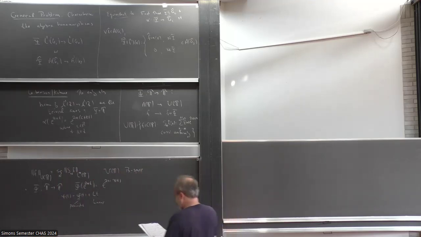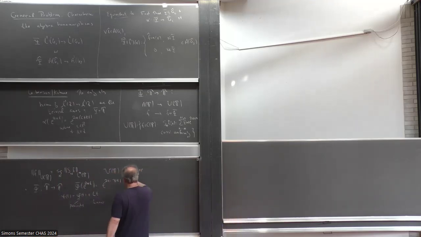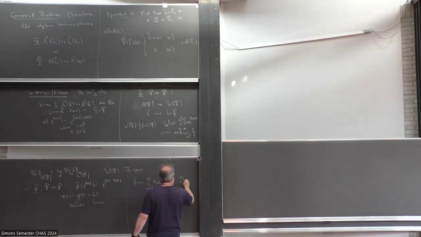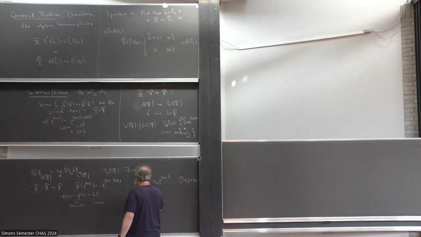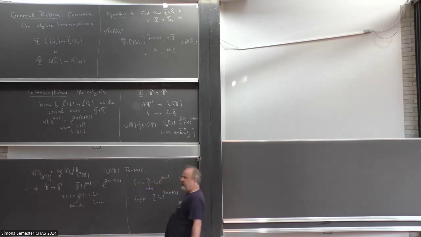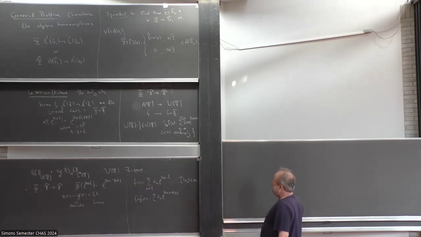So if I start with an absolutely convergent Fourier series, here we go, this means that the Fourier coefficients are summable. Then I compose it with this map, and as before we get the following trigonometric sum, e to the 2 pi i n times psi of t.